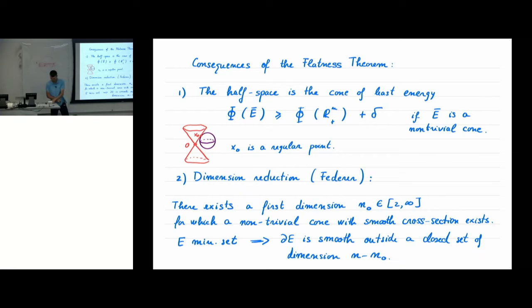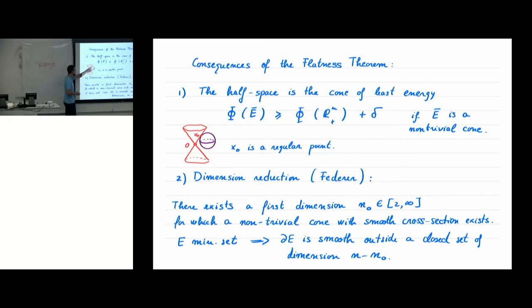Okay, so now let me say a few things about the consequences of this flatness theorem. One consequence is that the half space is the cone with least energy. If you give me a cone, this monotone quantity is always a constant. So you can say each cone has an energy given by that constant. So it says the half plane is the cone with the least energy. How do I know it's the least?